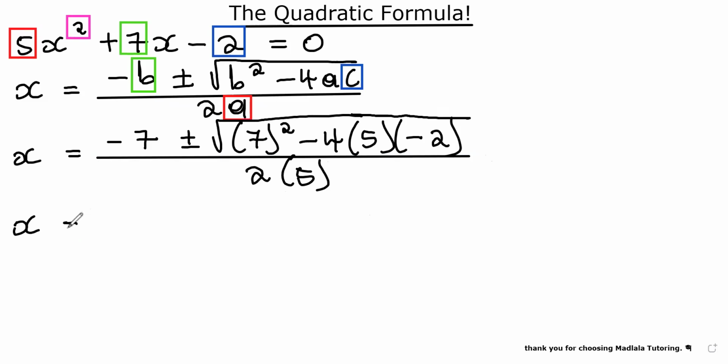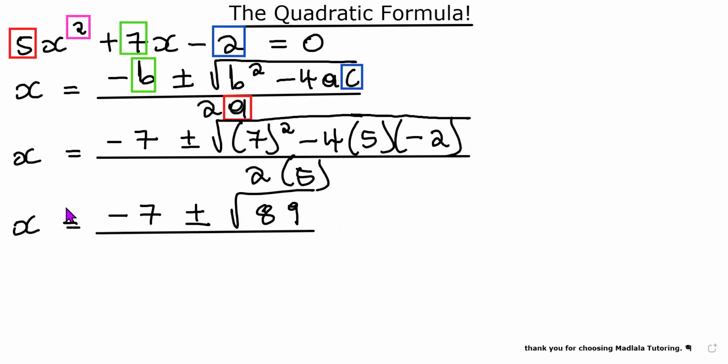Then we want to simplify what we have inside of the root. So we still have negative 7 plus or minus. You quickly go to your calculator and say 7 squared minus 4 times 5 times negative 2. Well, you simply get 89. And of course, we understand that 89 is not a perfect square. So we just write it like that. Then, of course, 2 times 5, we get a 10. So this is what we have.